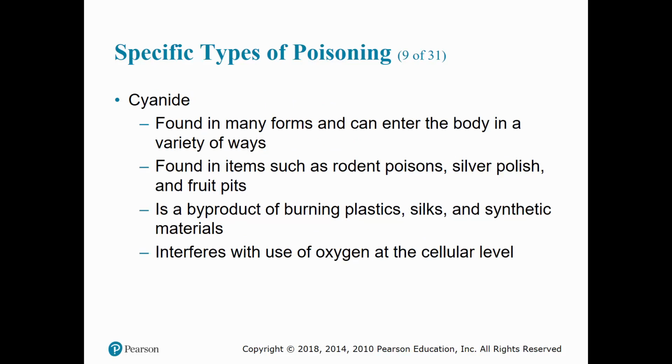Cyanide, this comes in many different forms. It can enter the body in a variety of ways. It's commonly found in certain types of poisons, fruit pits, as well as certain types of polish. If you burn plastics or silks, it can also be produced by it. And what it's doing is, instead of interfering with the use of oxygen at the hemoglobin, it's interfering with the use of oxygen all the way down at the cellular level.